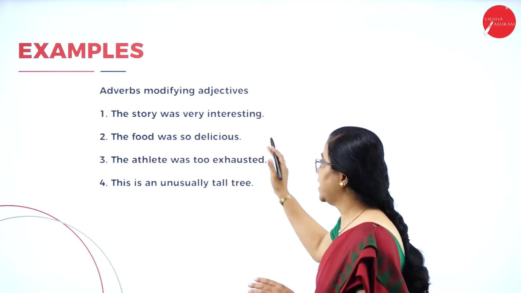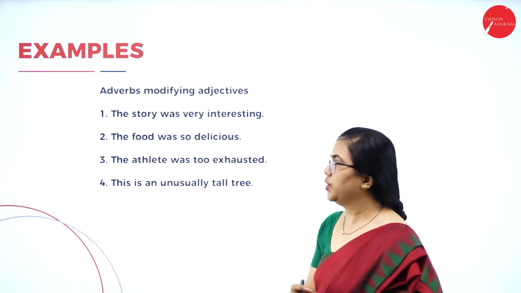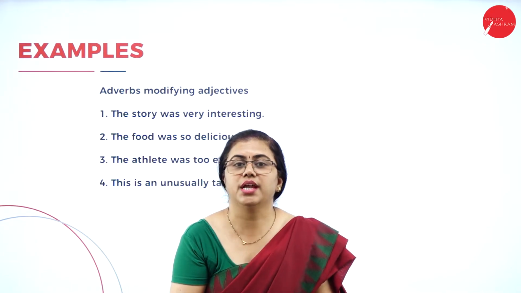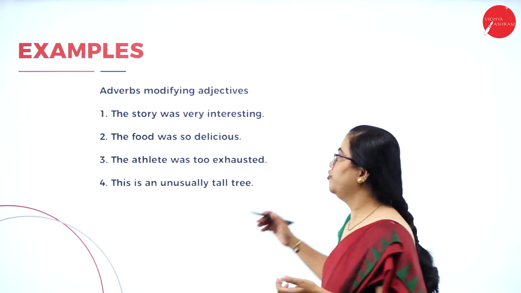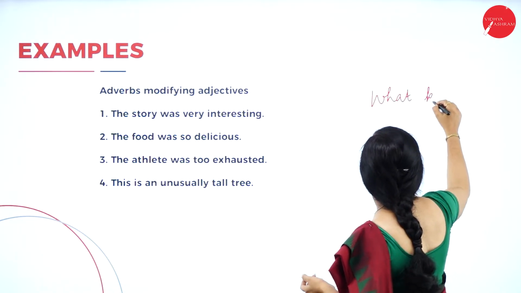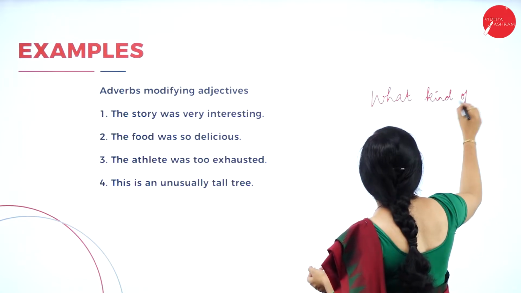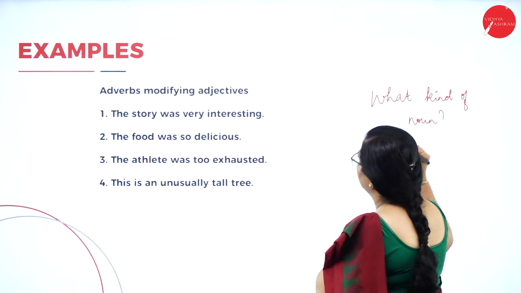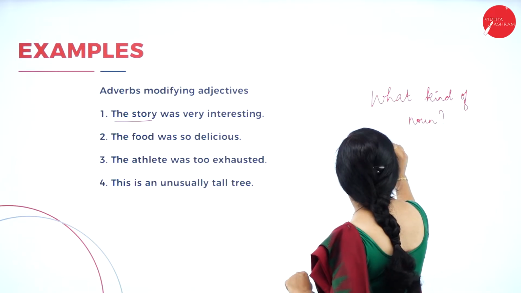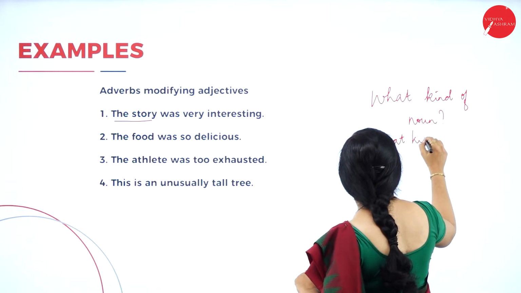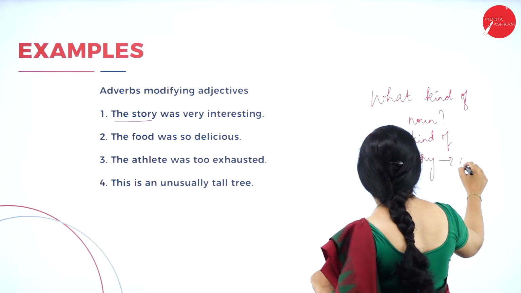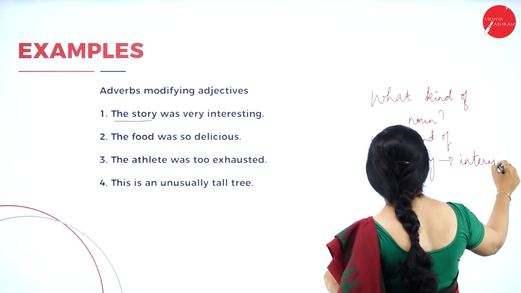So here you can see, first let us identify the adjectives in these sentences. The story was very interesting. In order to identify the adjective, you just have to ask the question, what kind of noun? Here the noun you are identifying is the story. If you ask, what kind of story was it? you get an answer: interesting.